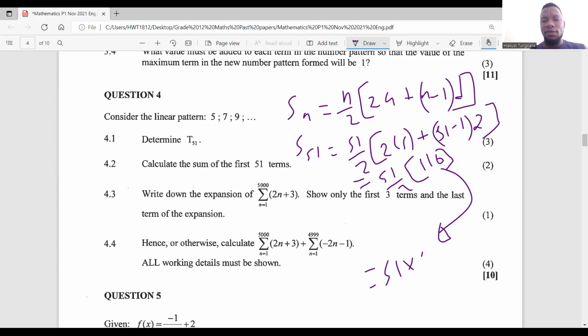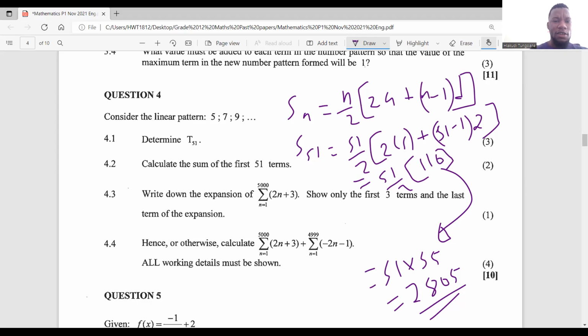51 times 55, right? So you don't need to simplify to this. I'm just trying to do it in my head. That's why I'm doing this. Yeah, so at this point, you can just punch your calculator and get the final answer, right? Which I think is 2805. Let's just try to confirm. 51 times 55. Yes, okay, that's correct.